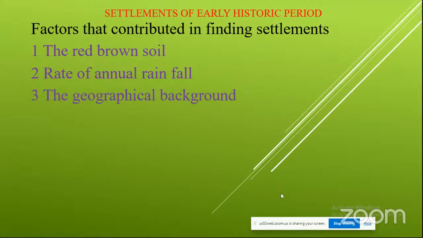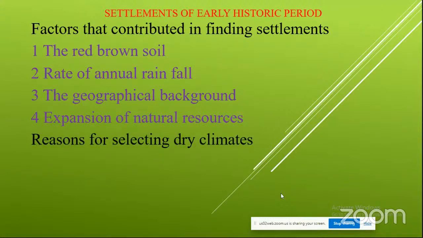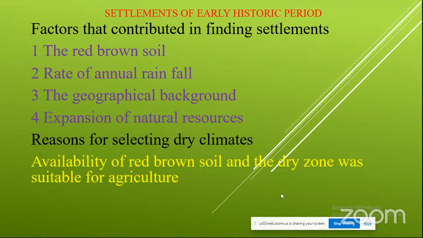That means in mountains they can't construct their houses, because they were not using any natural caves. Considering these four things, they selected the place to erect their houses: availability of red brown soil, annual rainfall, geographical background, and expansion of natural resources. However, they selected the dry zone mainly because the wet zone was full of rain, nine months raining, and they can't survive. This is also an MCQ: what zone did they select initially?